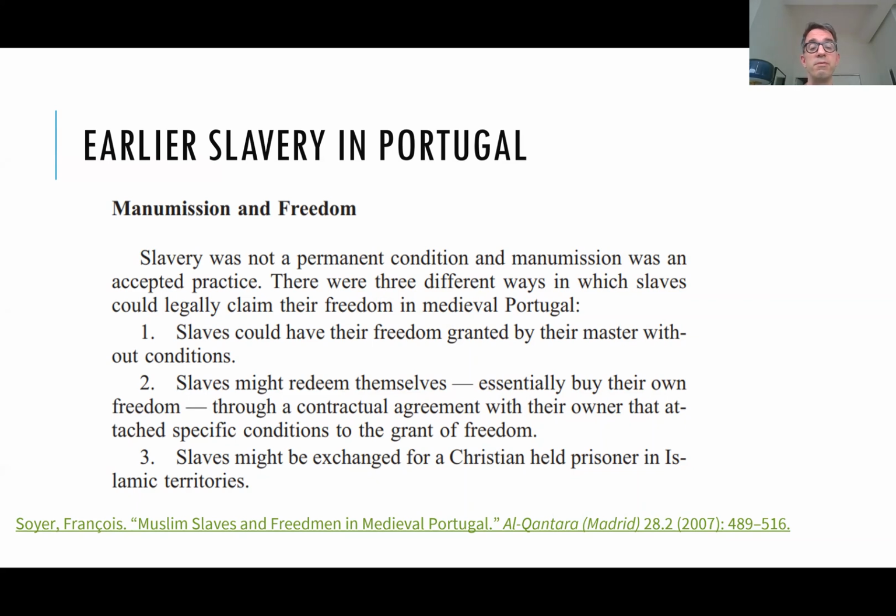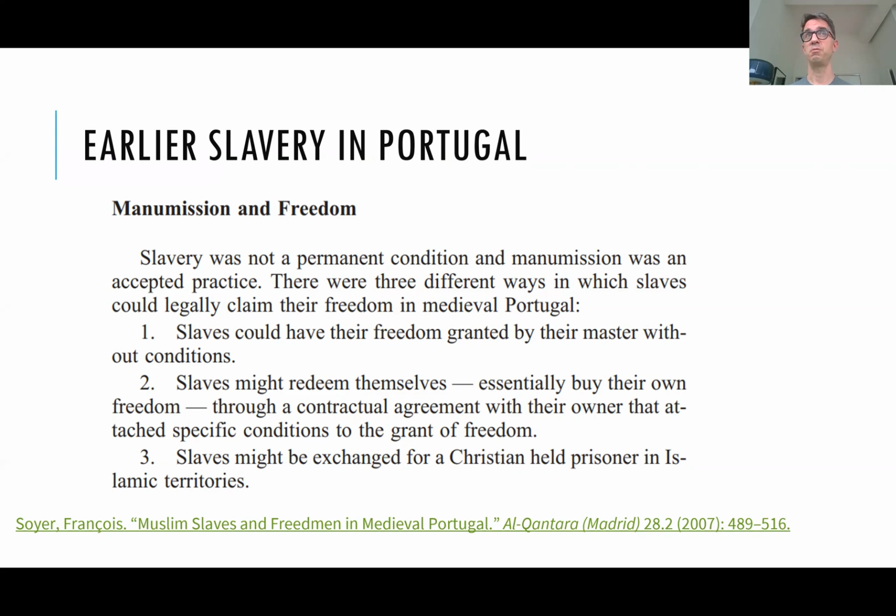Sawyer, Muslim slaves and freedmen in medieval Portugal, in a journal published out of Madrid. There are enslaved Muslims, Christians who are enslaved Muslims, and they are not infrequently manumitted, that is, granted their freedom by the people who own them. They also can, through their own labor, perhaps save some money and purchase their own freedom. This is a practice that persists even in the transatlantic context through the 18th century, as we're going to see with Olaudah Equiano. And they may even be exchanged with prisoners, Christians basically, who are held as prisoners or enslaved in places that are ruled by Muslims.